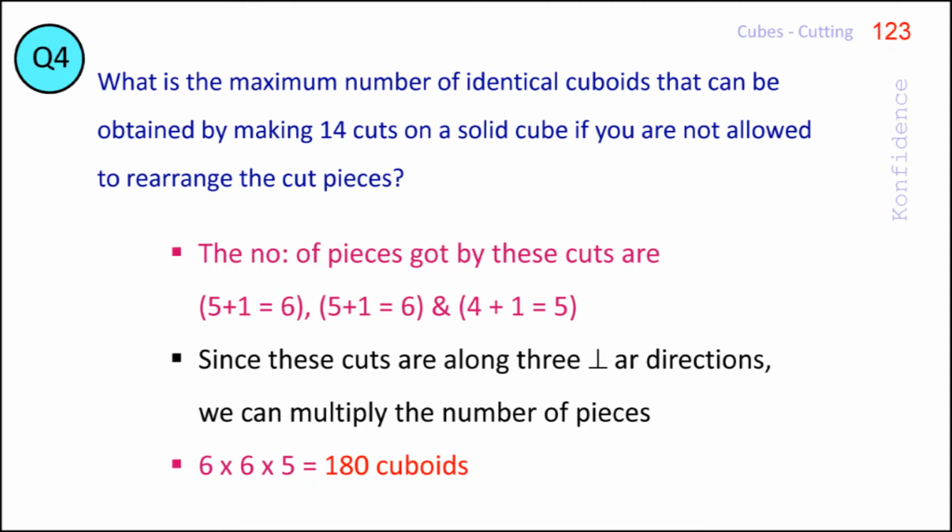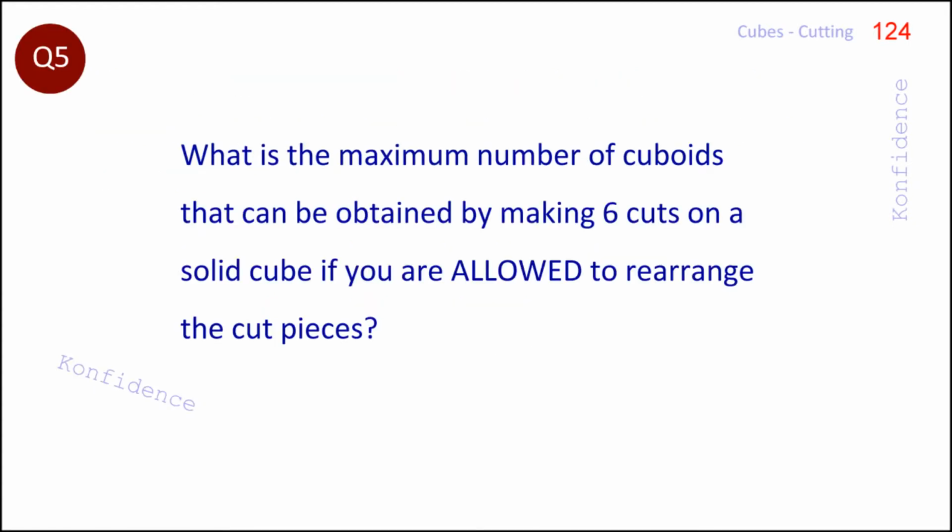Now let us look at one last question before we stop. Till now, we looked at problems where we were not allowed to rearrange the cut pieces. Let us see what happens if we are allowed to rearrange the cut pieces. Look at this question. What is the maximum number of identical cuboids that can be obtained by making 6 cuts on a solid cube if you are allowed to rearrange the cut pieces?